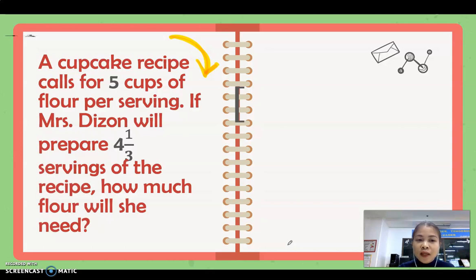Next. A cupcake recipe calls for 5 cups of flour per serving. If Mrs. Dizon will prepare 4 1/3 servings of the recipe, how much flour will she need? So in every serving, it needs 5 cups of flour. But Mrs. Dizon has a lot of orders, so she needs to prepare 4 1/3 of the recipe. So, you just have to multiply 5 cups.